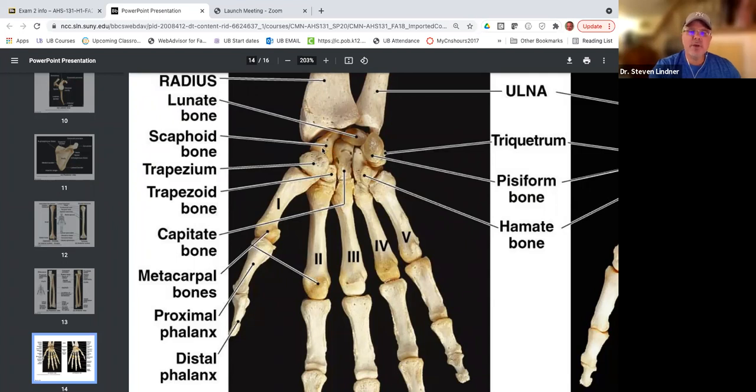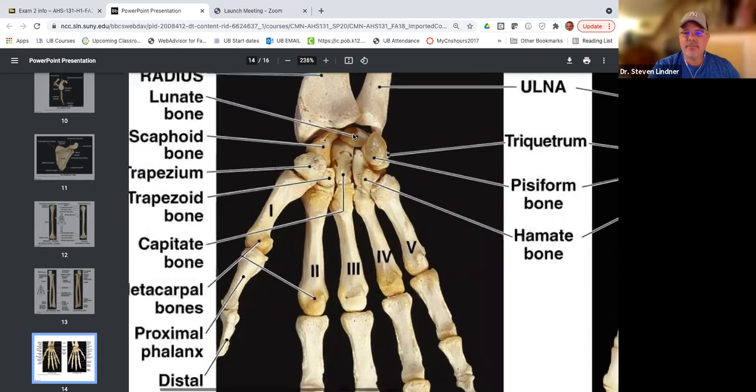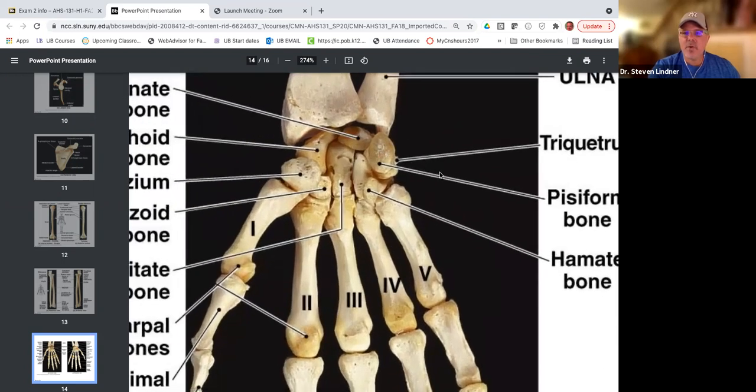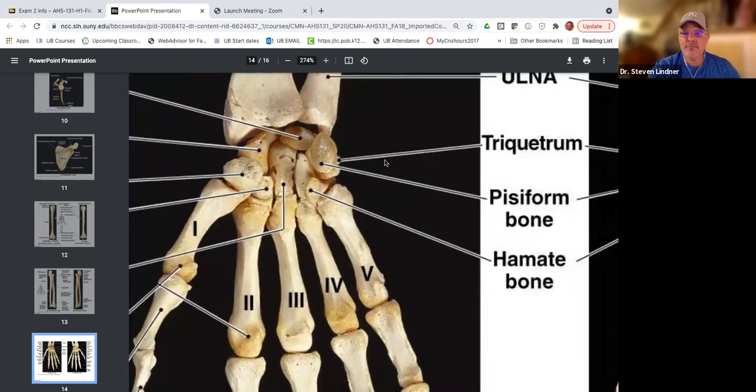So in the proximal row, we have a scaphoid. Then we have a lunate. Then we have a bone called a triquetrum, which is here. You can see a little bit of the triquetrum, but the reason why you don't see the whole thing is because the pisiform is sitting on top of it. So the pisiform sits anterior to the triquetrum. But these are the 4 bones in the proximal row: scaphoid, lunate, triquetrum, and then the pisiform.